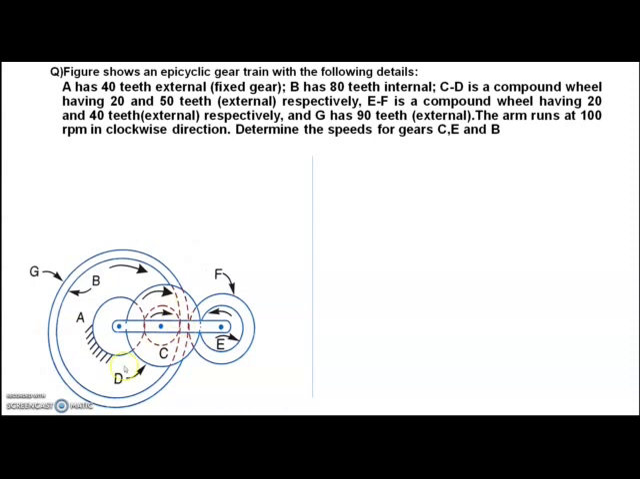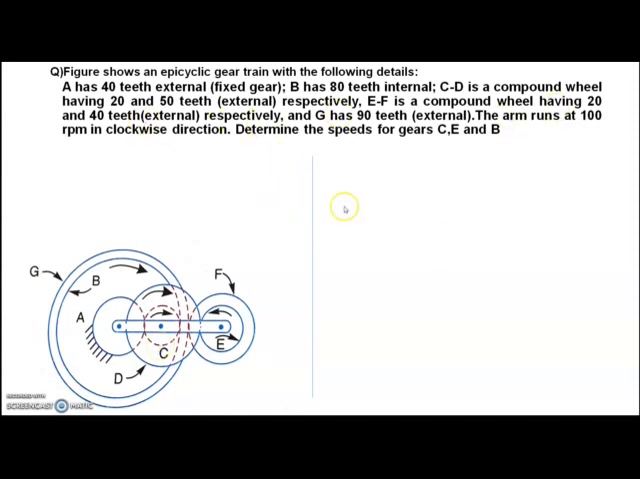C and D is compounding, and D meshes with E. E and F is compounding, and F meshes with gear G, and here gear C meshes with B. Wow, very good question.